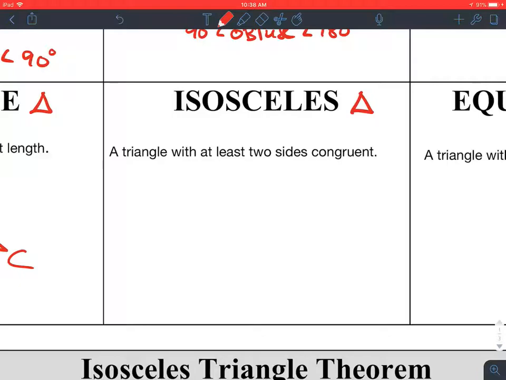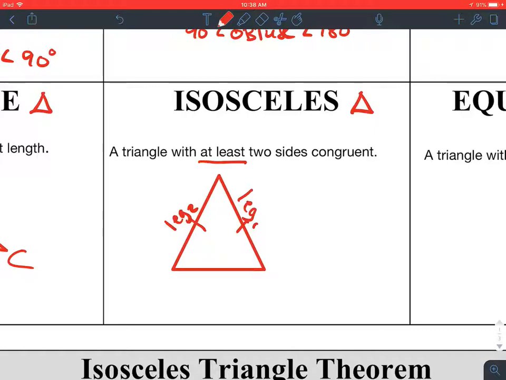Isosceles. This is an often misinterpreted definition. It's a triangle with at least 2 sides congruent. So if the 3 sides are congruent, it's still isosceles. So here's a triangle with at least 2 sides congruent. There are special names in an isosceles triangle. The 2 sides that are the same length are called legs. So there's a leg 1 and here's a leg 2.